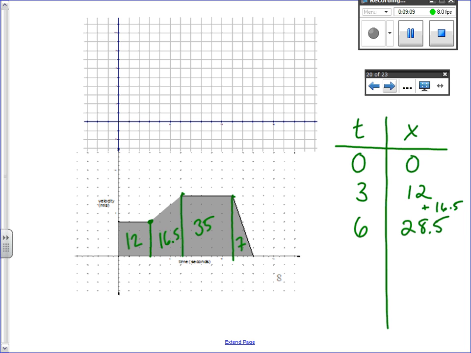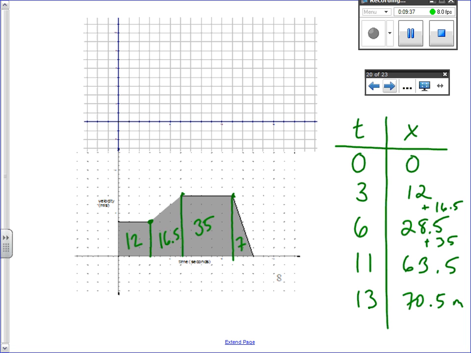From 6 to 11 seconds, we go an additional 35 meters. So if I add, now I'm at 63.5 meters. And in the last 2 seconds, that takes me up to 13 seconds, I go an additional 7 meters. That takes me to 70.5 meters.